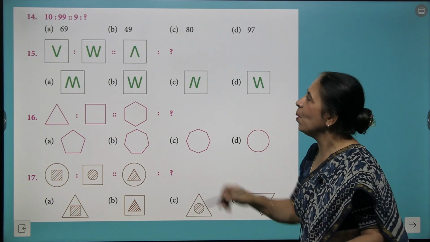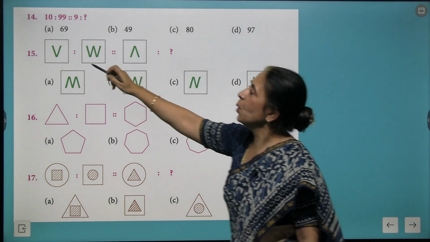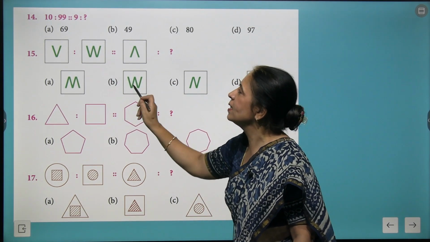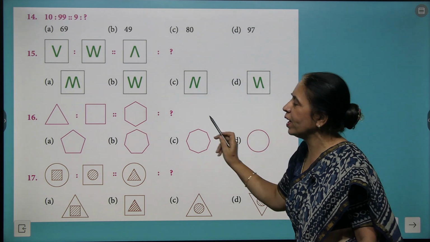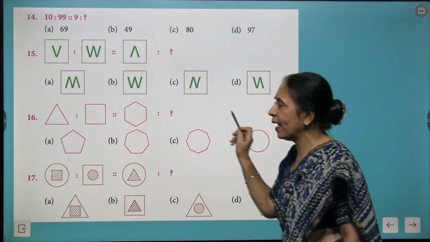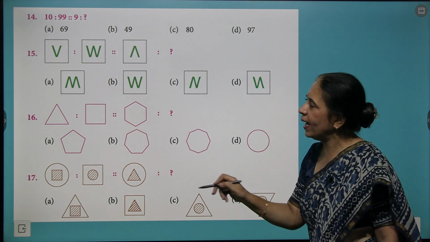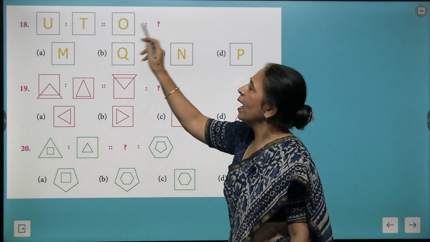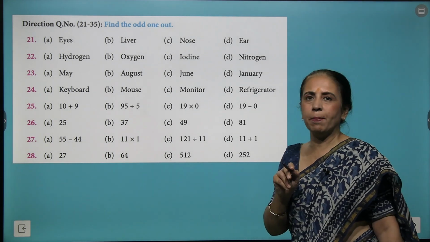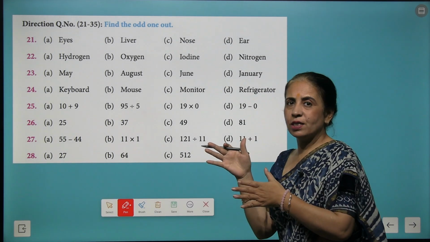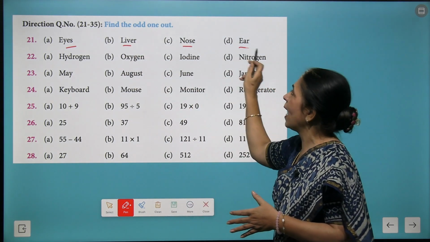Here we go, and next we get is figures. So you have to just see how the directions are changing in the figures, how the number of line segments are changing, how the figures are related to each other, and you are going to fill the next value that comes here. Now coming to classification, we observe eyes, liver, nose and ears.